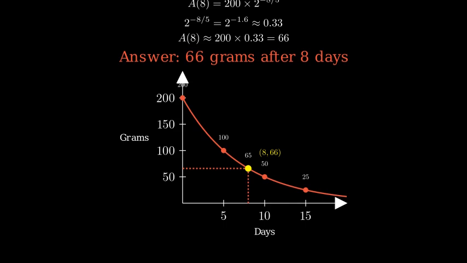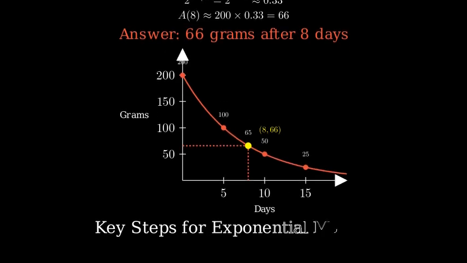Step 3. Write the model as p of t equals p sub 0 times b to the t. Step 4. Plug in the desired time t and compute the result. Let's compare growth and decay side by side to see the difference in their behavior.